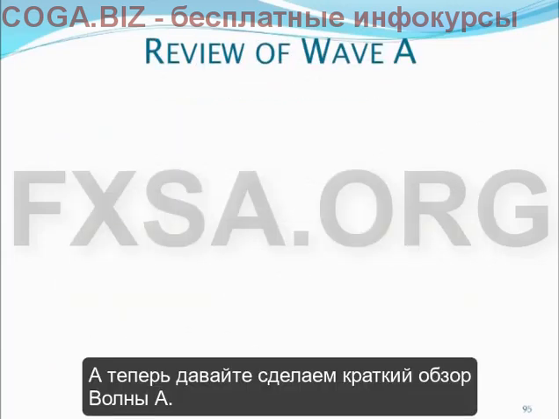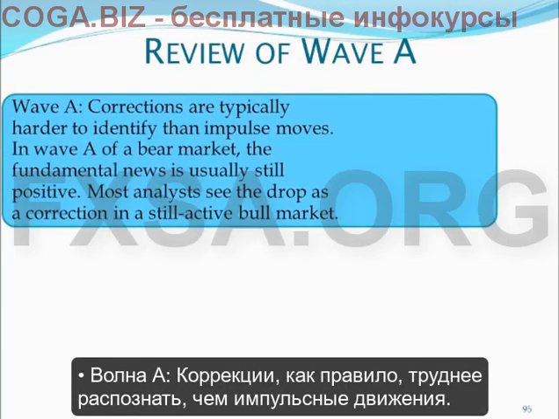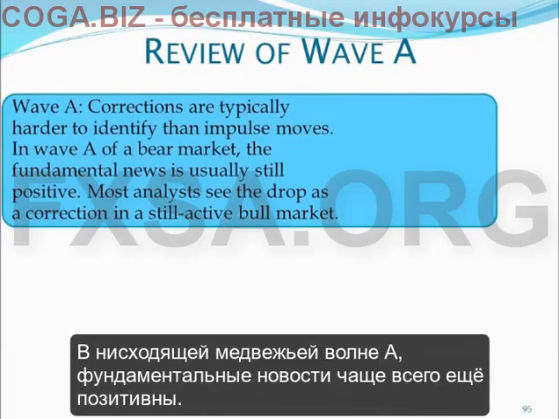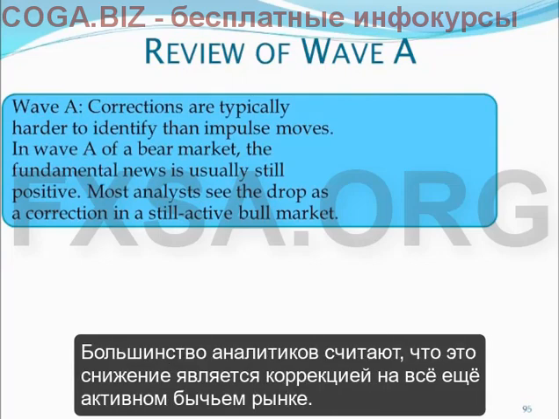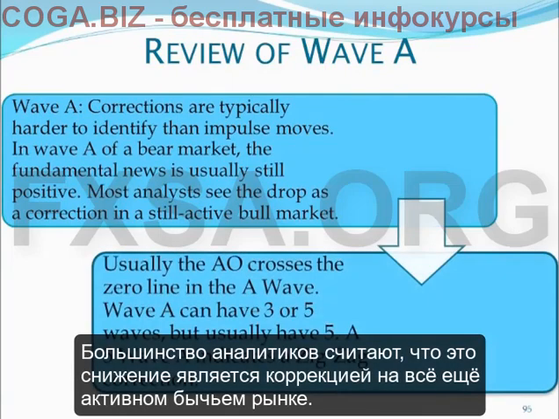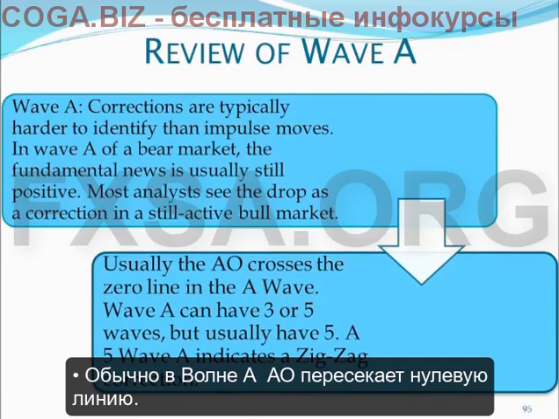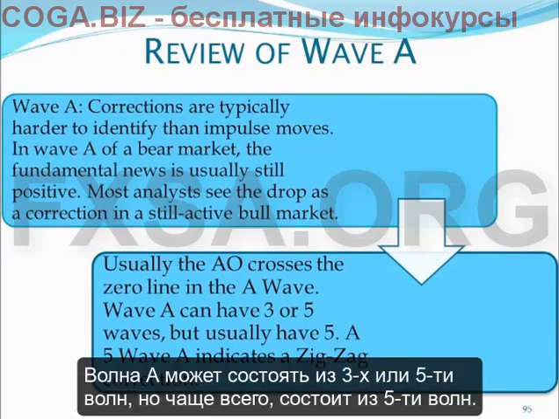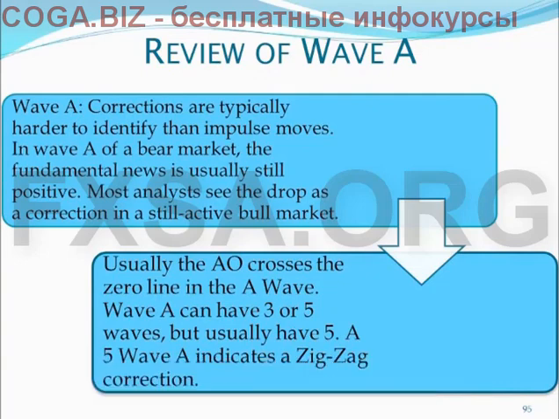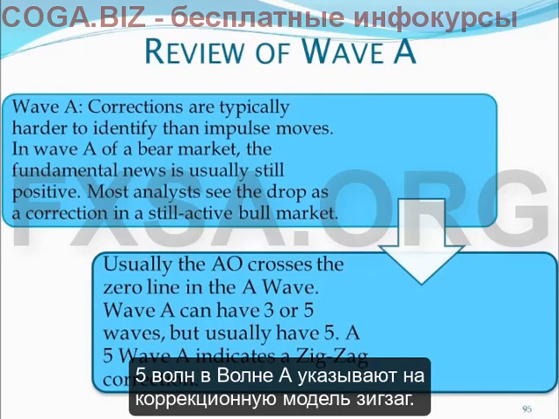Let's do a quick review of the Wave A. Wave A, corrections are typically harder to identify than impulse moves. In Wave A of a bear market, the fundamental news is usually still positive. Most analysts see the drop as a correction in a still active bull market. Usually the AO crosses the 0 line in the A wave. Wave A can have 3 or 5 waves, but usually has 5. A 5-wave A indicates a zigzag correction pattern.